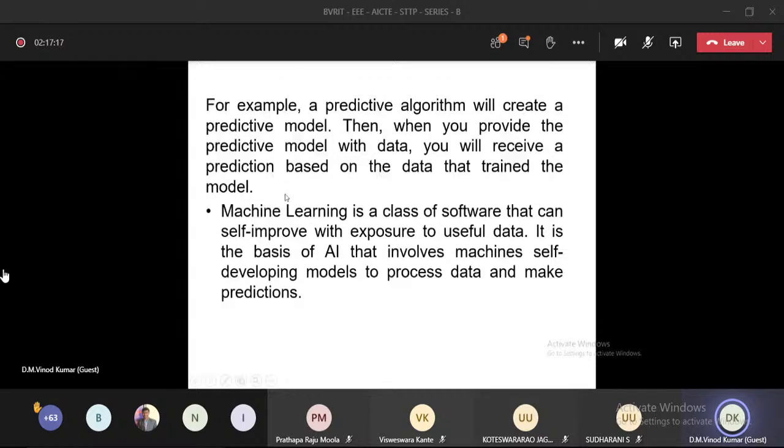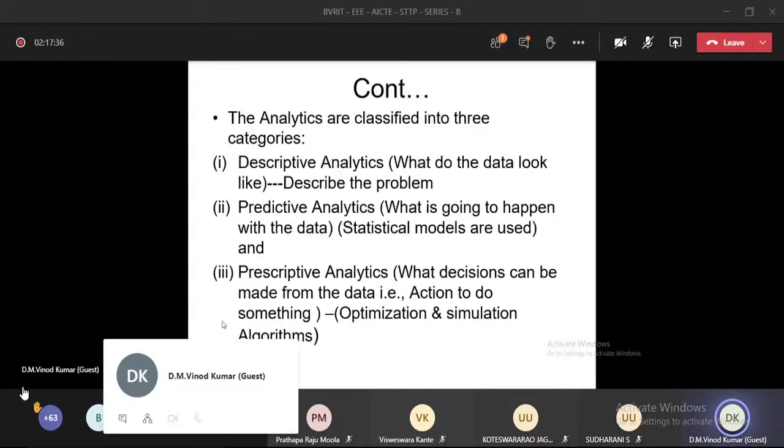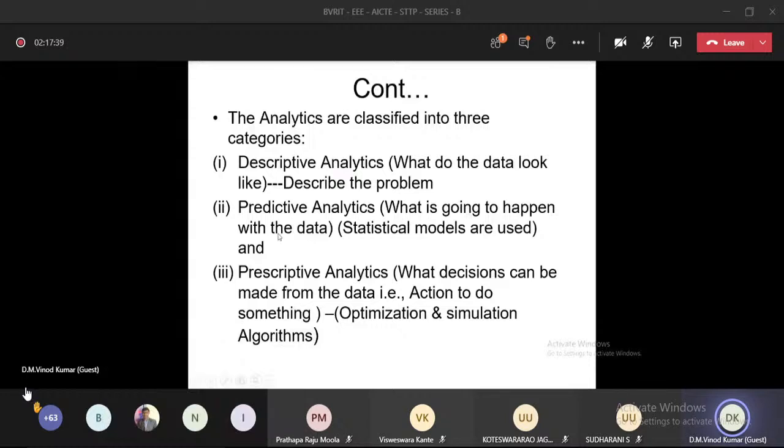Machine learning is a class of software that can self-improve with exposure to useful data. It is the basis of AI that involves machines self-developing models to process data and make predictions. As I mentioned, these analytics are in three categories: descriptive analytics, predictive analytics, and prescriptive analytics. Mostly we will use predictive analytics, which I have talked about.